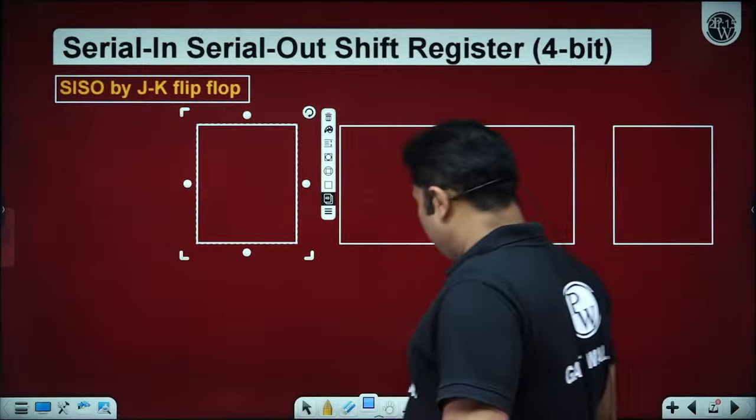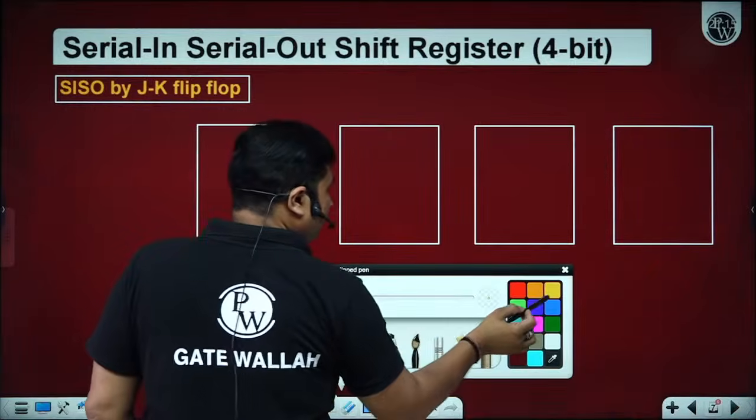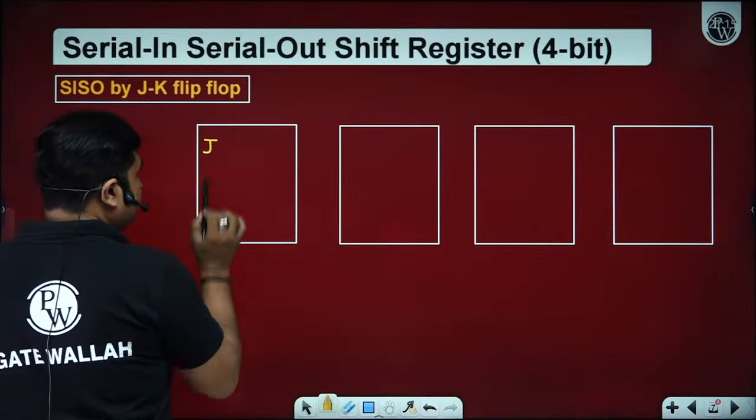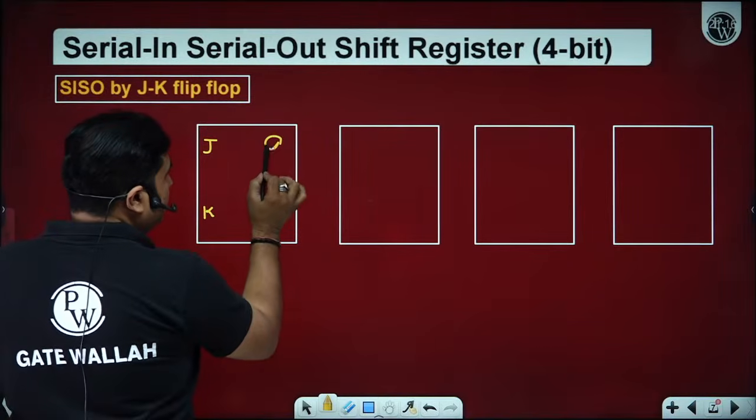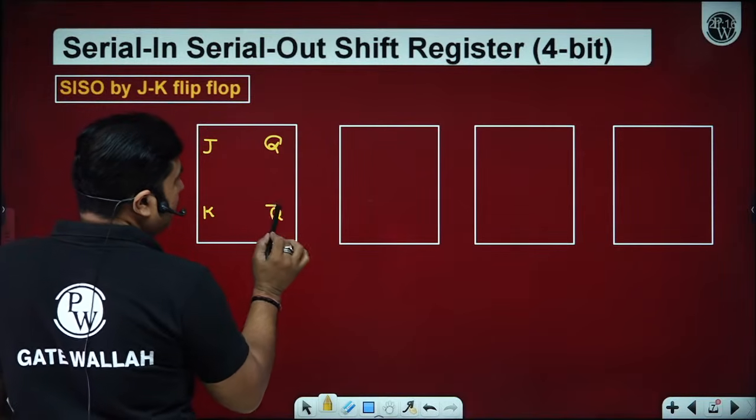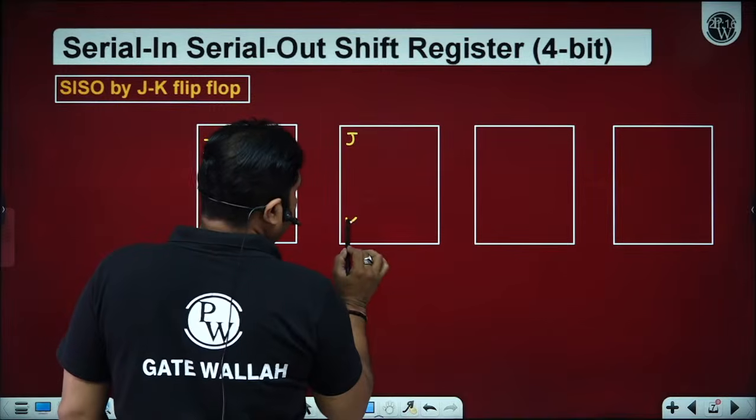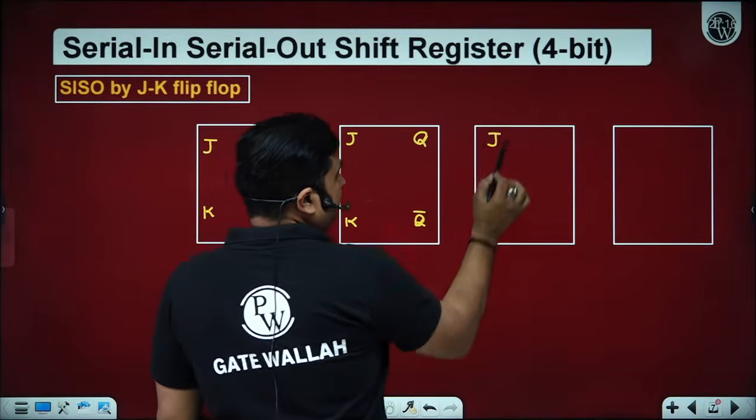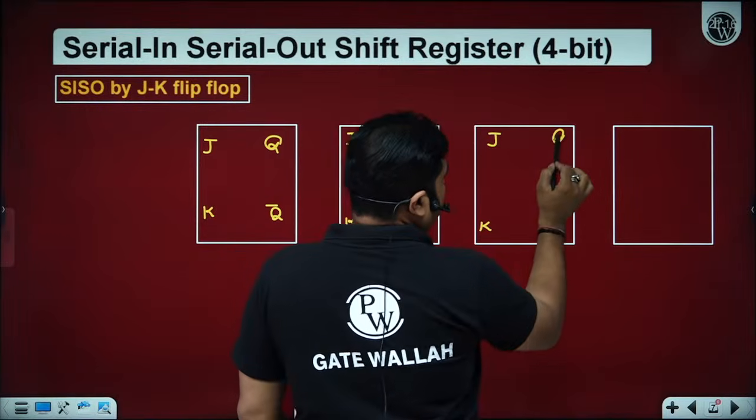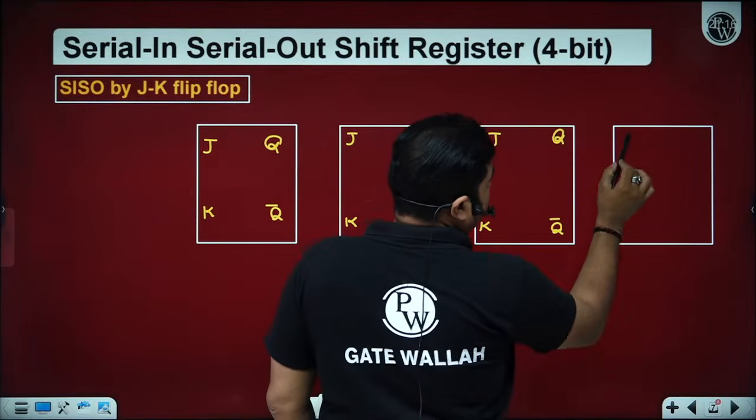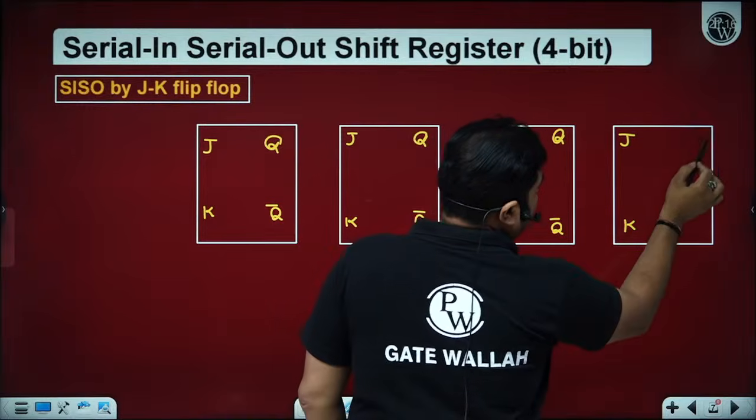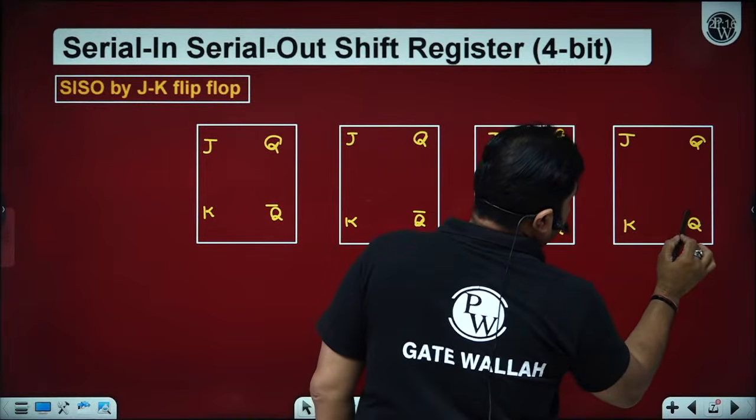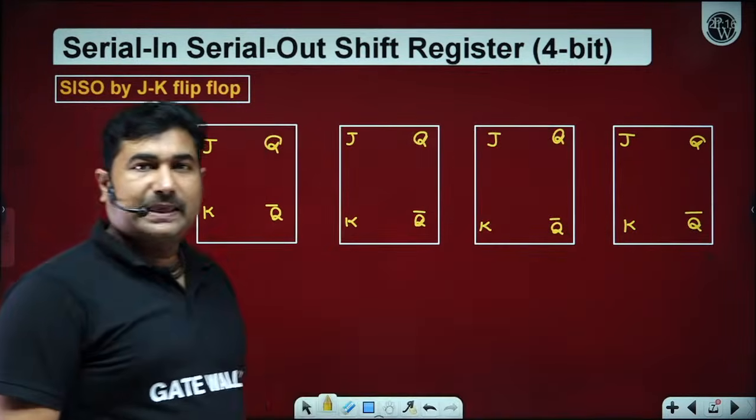So we are using JK flip-flops. Each has J, K, Q, Q bar.